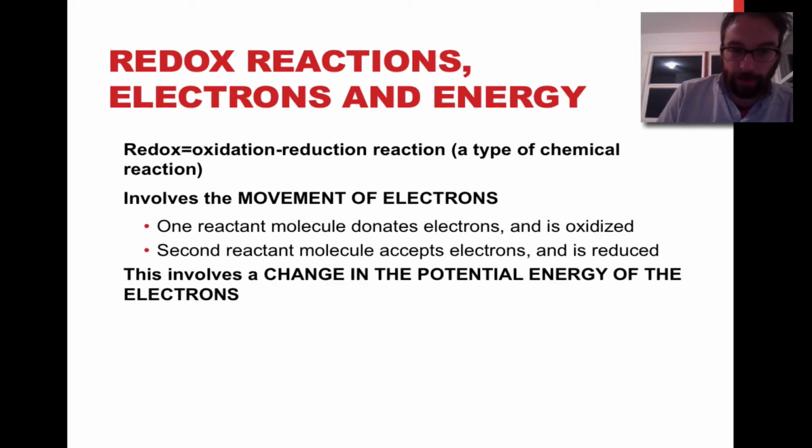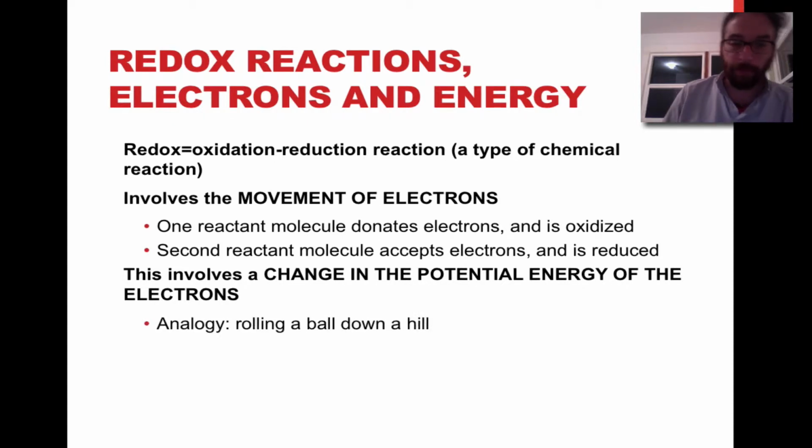Now, when this happens, there's a change in the potential energy of the electrons. It's like rolling a ball down a hill. When the ball rolls down the hill, its potential energy is transformed into kinetic energy. When you move an electron from one molecule to another, that electron's potential energy is reduced. This is a spontaneous event.